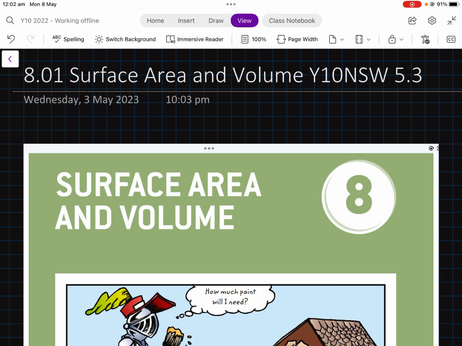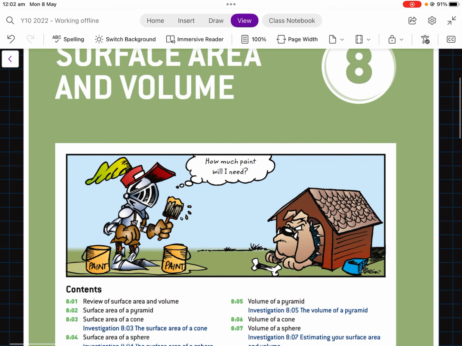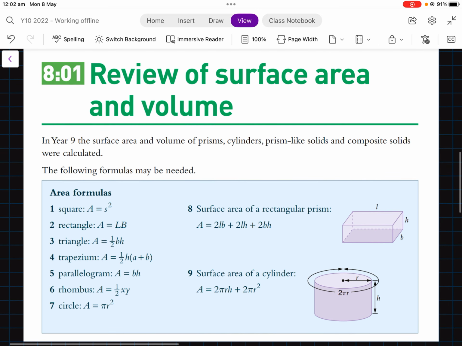Hello there. We're looking at chapter 8, surface area and volume. Today we're looking at 8.01. It's a review of surface area and volume and all the formulas that we have studied up till now. Basic formulas are the area of a square, rectangle, triangle, trapezium, parallelogram, rhombus, a circle, and the composite figures that we're looking at.